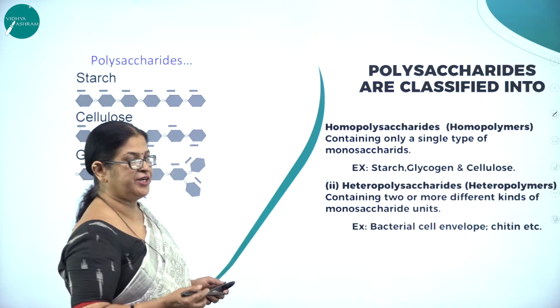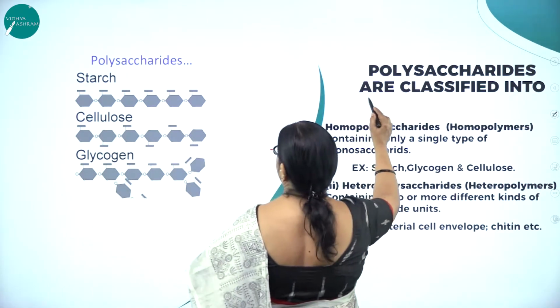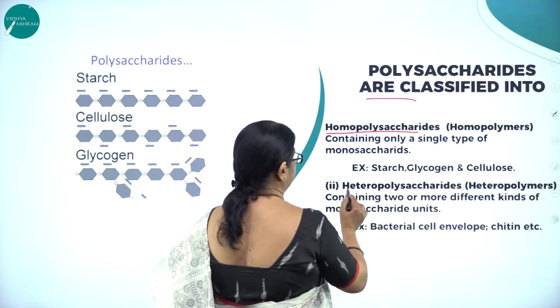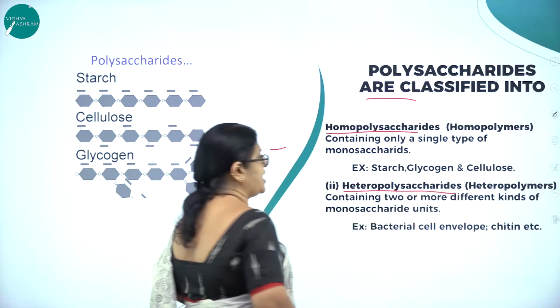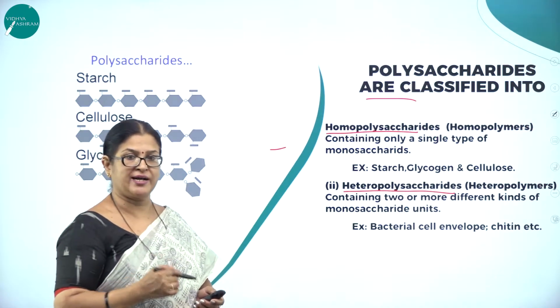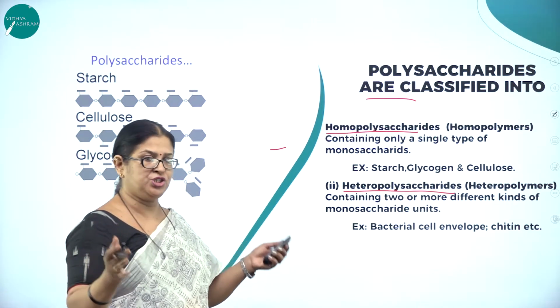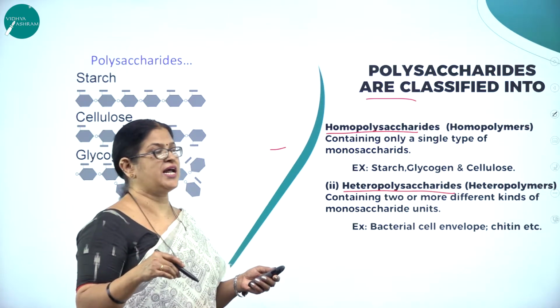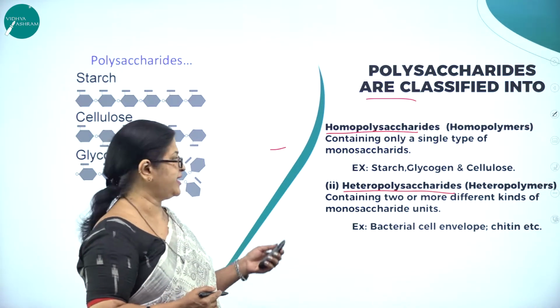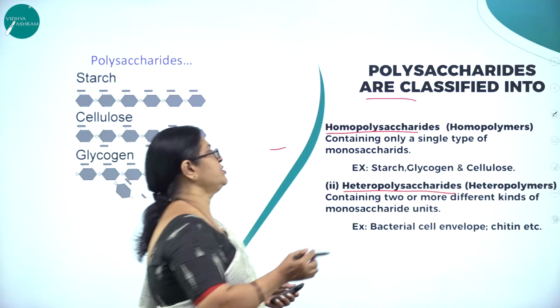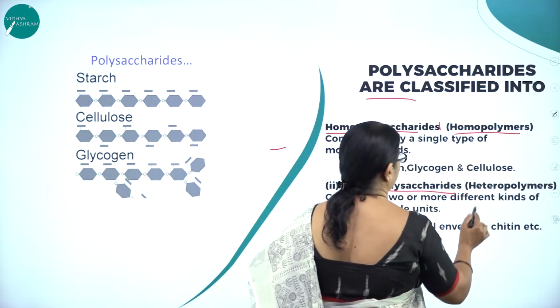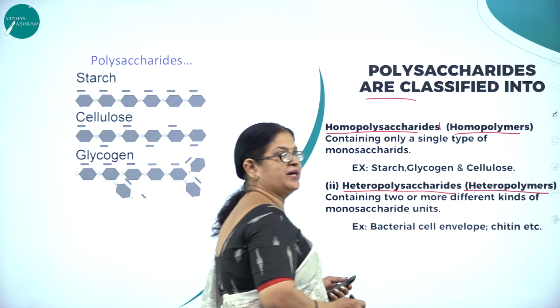Now let us move on to the classification. Polysaccharides have been broadly classified into homopolysaccharides and heteropolysaccharides. So we have understood what polysaccharides are. They are nothing but long chains of sugars which have been again broadly classified into homopolysaccharides or heteropolysaccharides. You can also use the words homopolymers or heteropolymers.